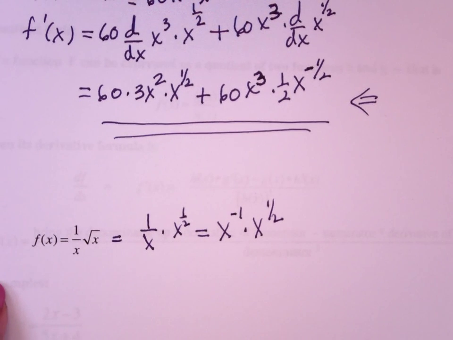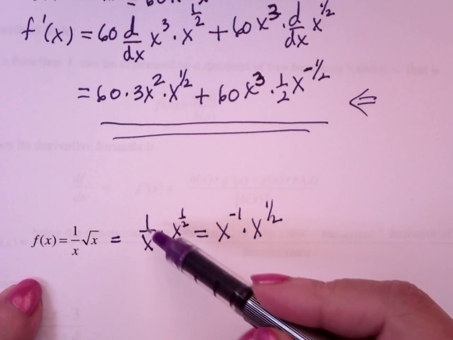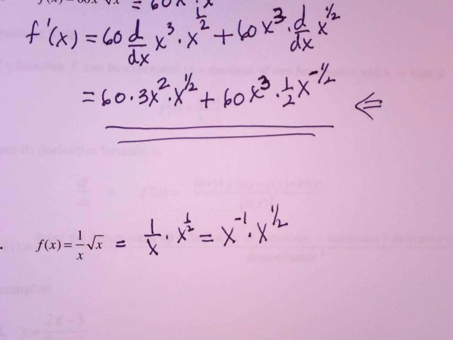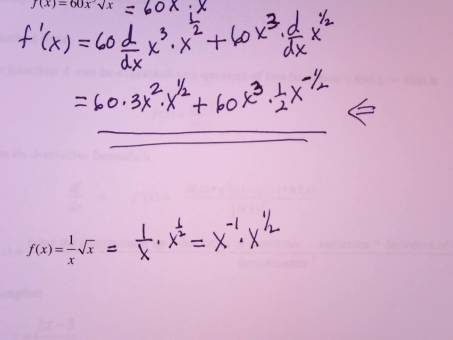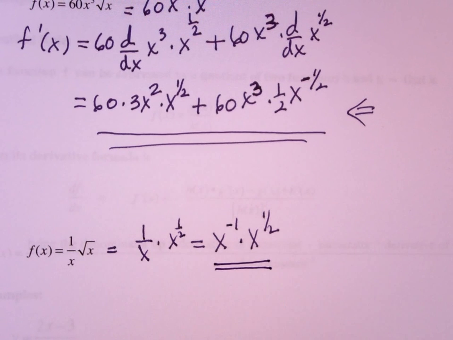For the second one, I rewrote the square root of x as x to the 1/2, and I rewrote 1 over x as x to the negative 1. Again, the property of exponents would allow you to bring this together, but we're just learning, the only rule we have now is power rule. I could bring these together and just use power rule on one function. But we want to use product rule. So as a result, product rule on this guy right here.